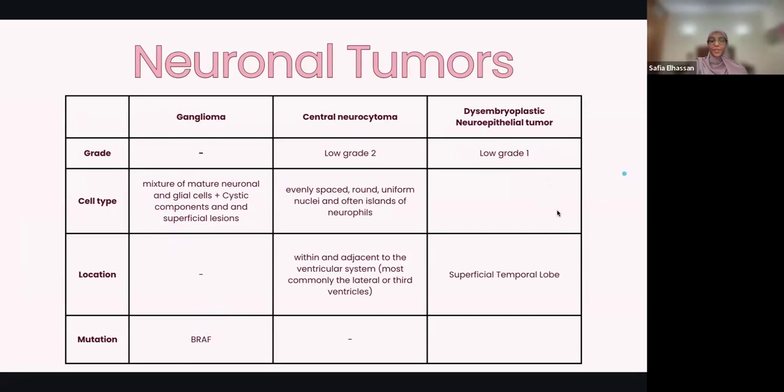Then you have central neurocytoma. So this is just a grade 2 tumor, evenly spaced around a uniform nuclei, and it's usually found within or adjacent to the ventricular system. And then lastly, you have the dysembryoplastic neuroepithelial tumor, low grade 1, found in the superficial temporal lobe.